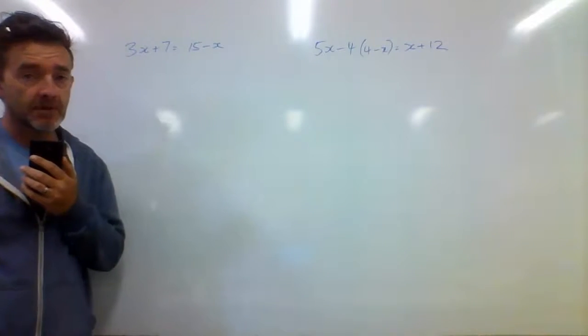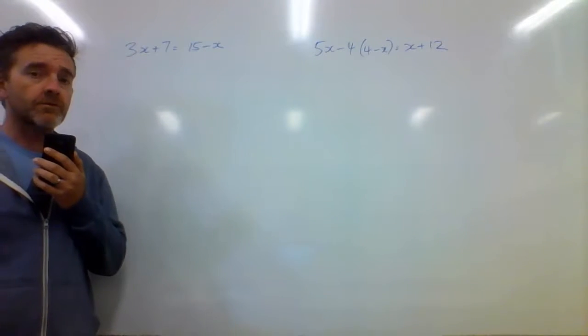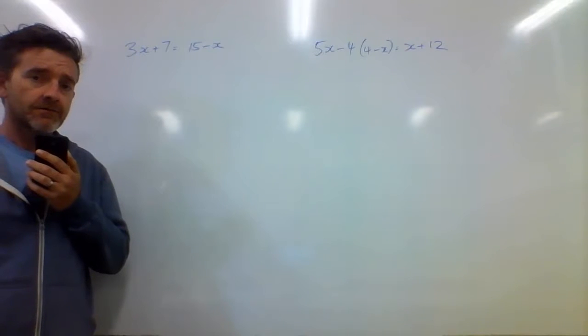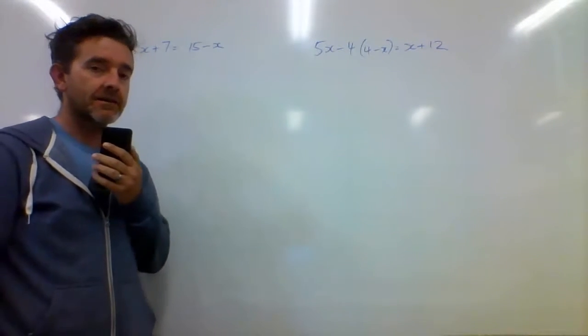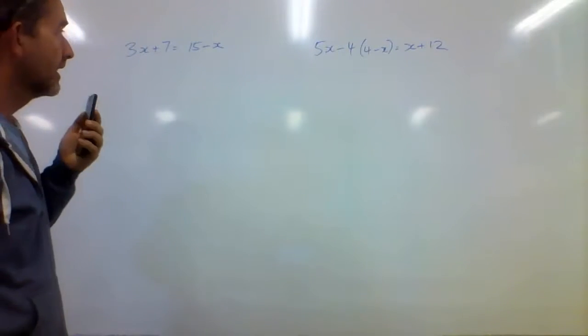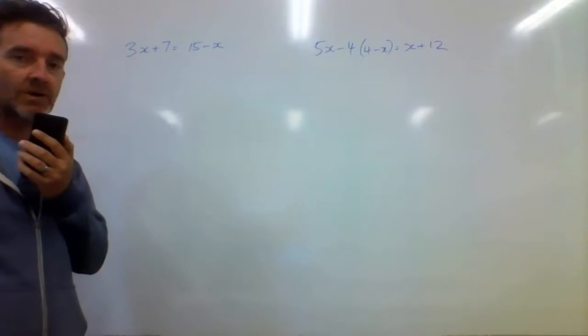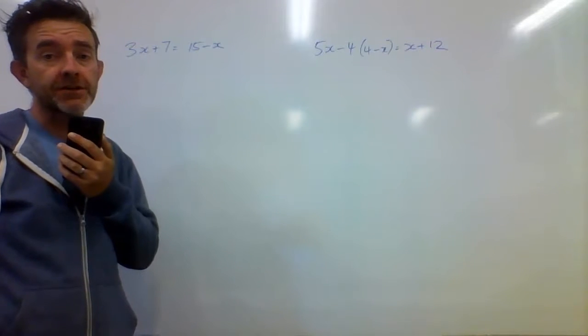Have a good look at these. If you've done a little bit of work with linear equations, 3x plus 4 equals 12 or whatever, you look at these and you go, oh my god, we've got x's on both sides. Don't panic, okay? It just means one extra step on top of other things you already know how to do.